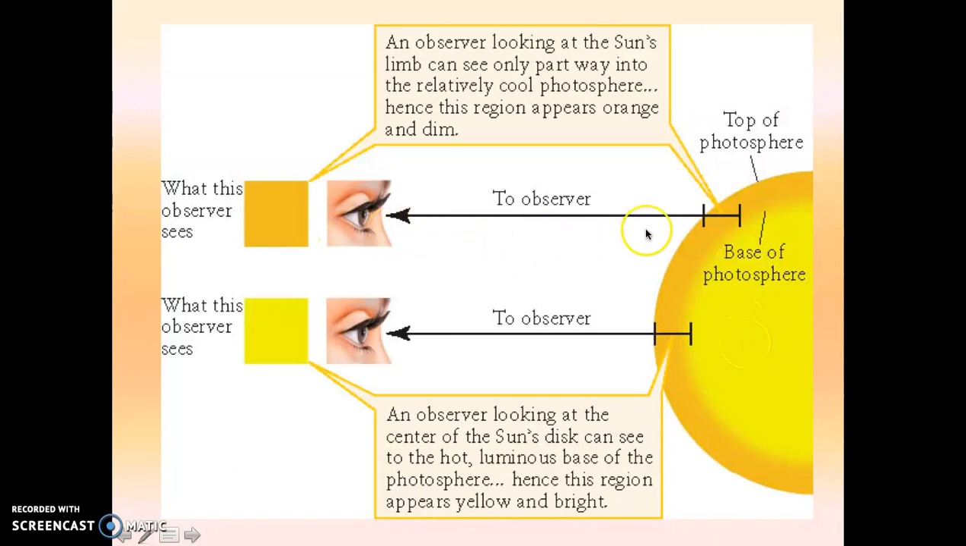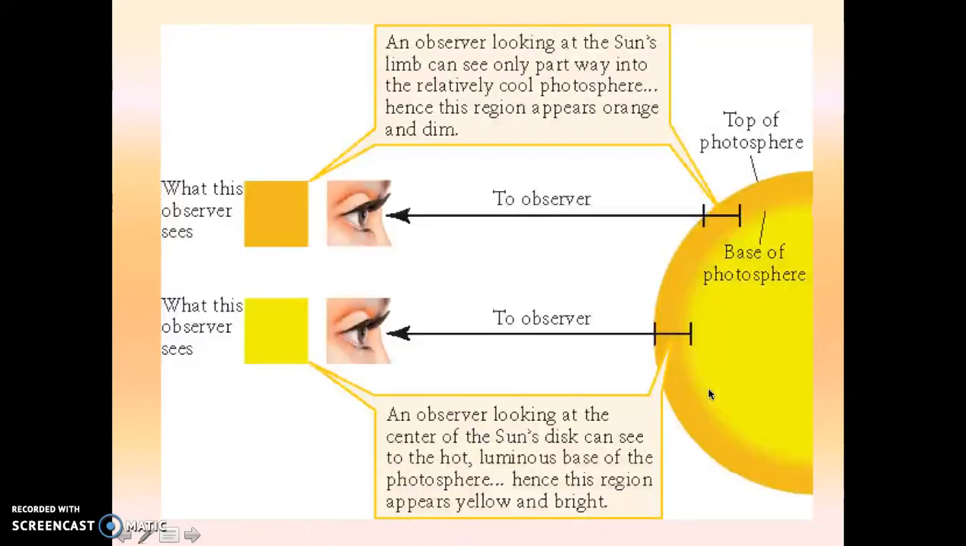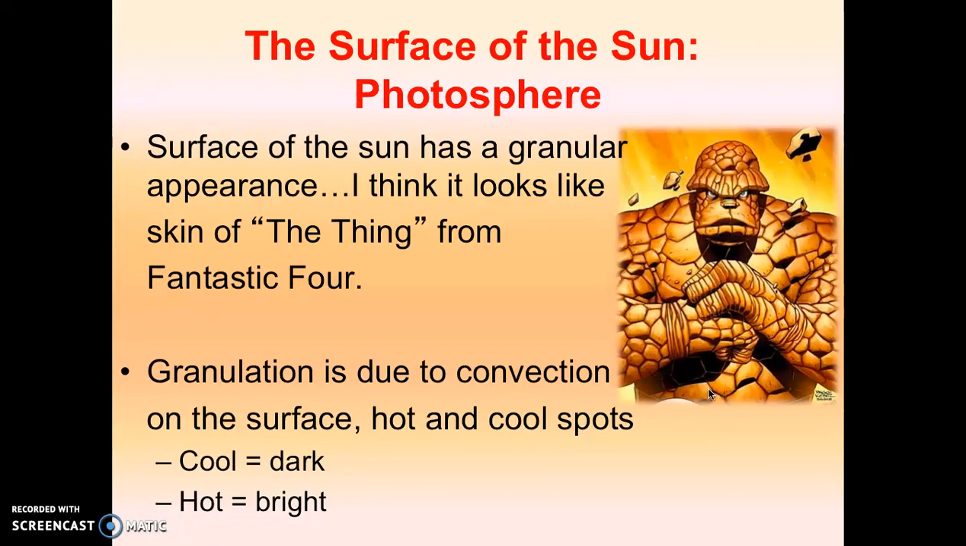But if you're looking at the edge, you're looking through only part of the relatively cool photosphere compared to the full surface and center of the sun. So it looks a little bit darker. So that's how we get this limb darkening here. You're looking straight on versus just through parts of the photosphere which are cooler than the center. These dark areas here are sunspots, and those are on the photosphere, on the surface of the sun.